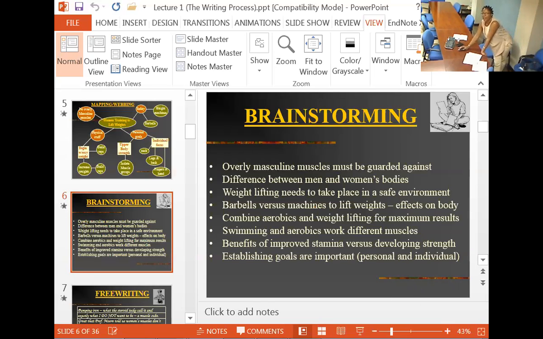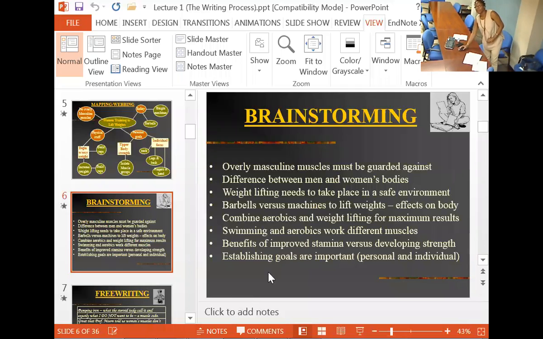Yeah. Again, relating to lifting weights to increase strength for females, can it be combined with aerobics? And would there be results realized from something like that? Swimming and aerobics work different muscles, so even though you're pumping weights and isolating specific muscles and working them with the weight, can you do some swimming and aerobics to help strengthen yourself overall? And then the benefits of improved stamina versus developing strength. I know that persons who are training for marathons don't just run. They run fast, run slow, walk, run fast, slow, walk. So over time they build the stamina more so than just the ability to run very far, very fast.